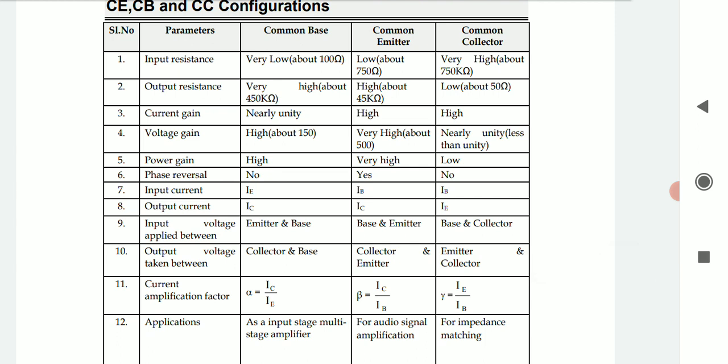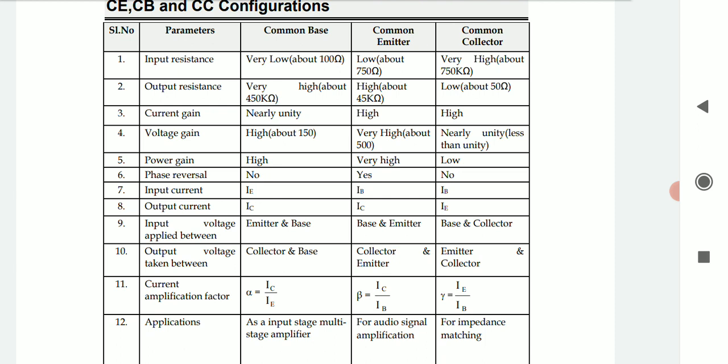First, input resistance. In common base it is very low because the input junction, that is the emitter junction, is forward biased, therefore low. In common emitter it is also low because of the emitter junction. In common collector it is very high because the input junction is the collector junction here.